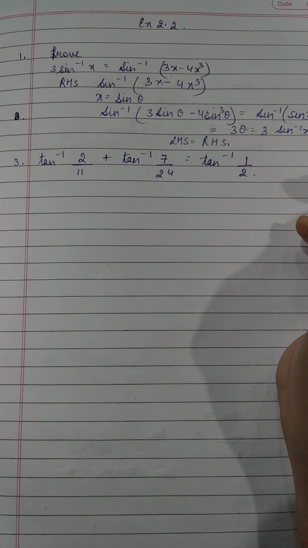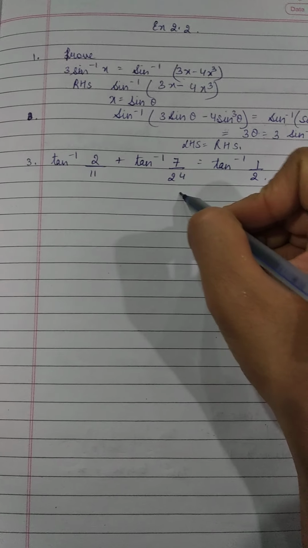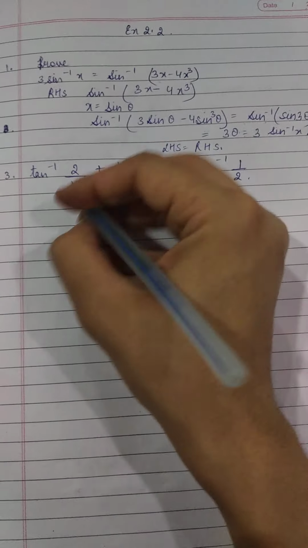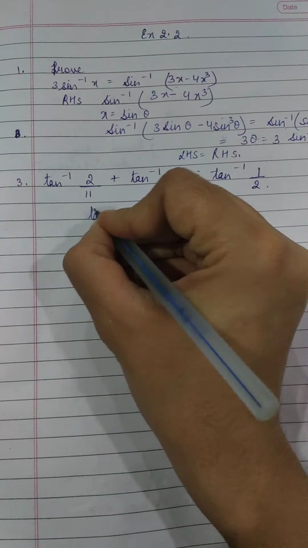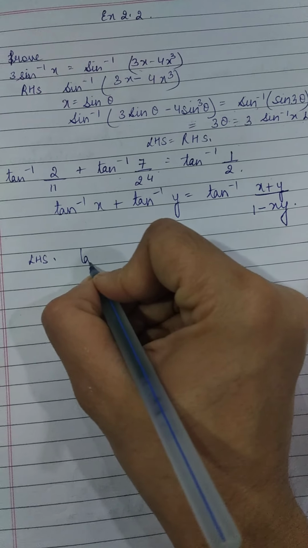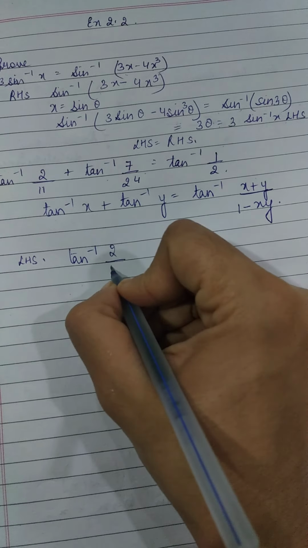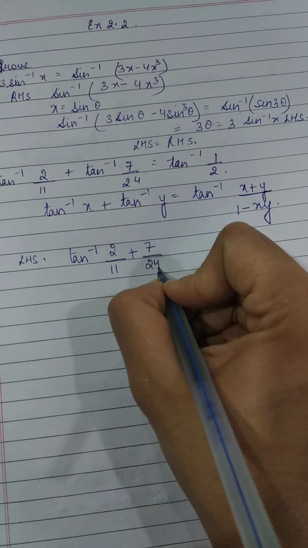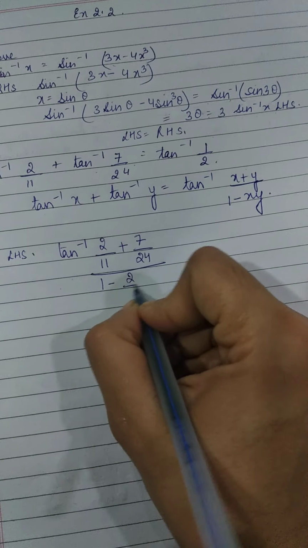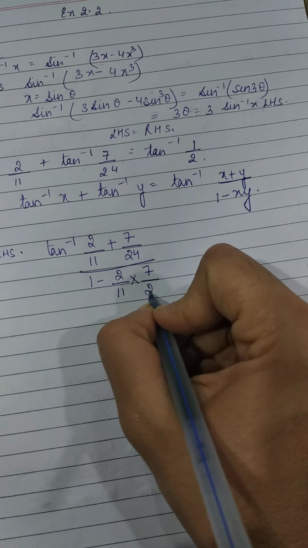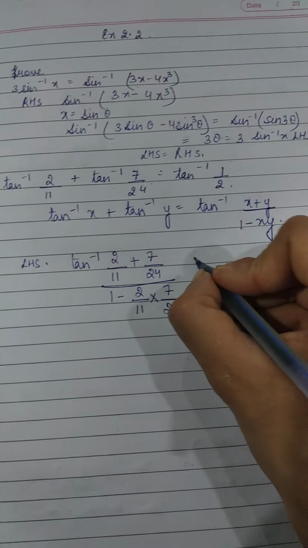Question number 3. Tan inverse 2 by 11 plus tan inverse 7 by 24 is equal to tan inverse 1 by 2. Recently, we have done one of the properties, that is tan inverse x plus tan inverse y is equal to tan inverse of (x plus y) upon (1 minus xy). Right? So beginning with the left hand side, tan inverse A plus tan inverse B, that is tan inverse of (2 by 11 plus 7 by 24) upon (1 minus 2 by 11 into 7 by 24). Right? So we'll be proving it.